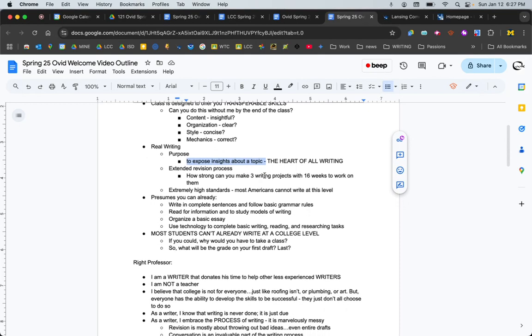The writing in this class is also real because it's an extended revision process. You're not being graded on what you wrote the night before. You're being graded on how strong you can make your projects by the end of the class. And the expectation is you will work on them that long. And that expectation exists because with real writing, you can't be successful in one night.